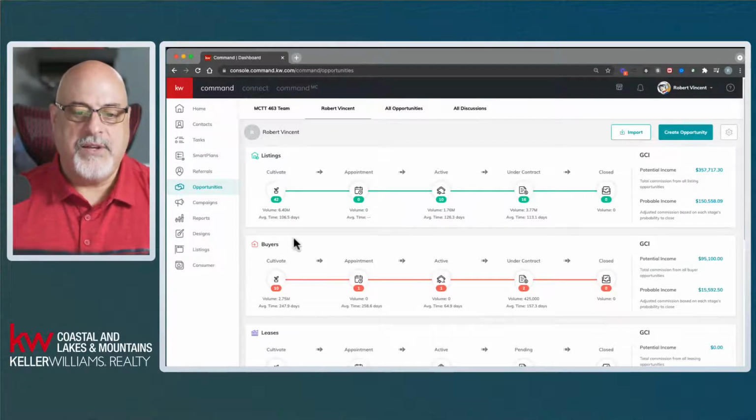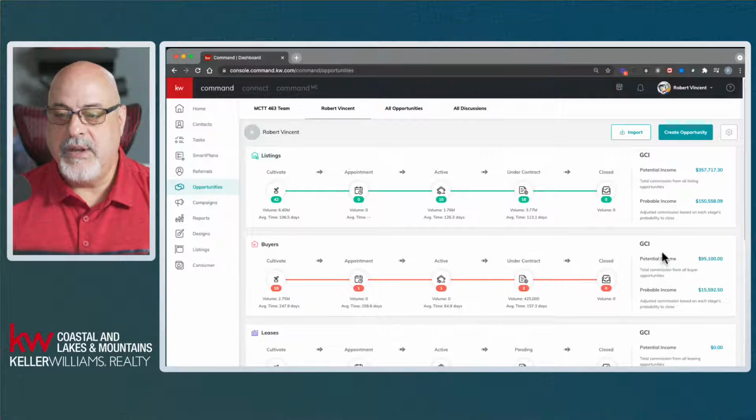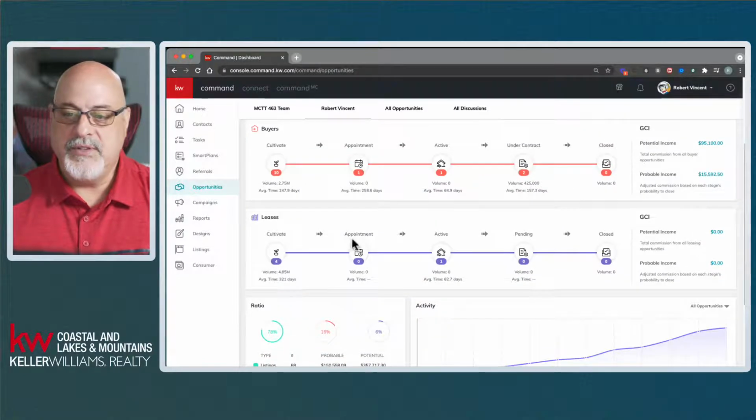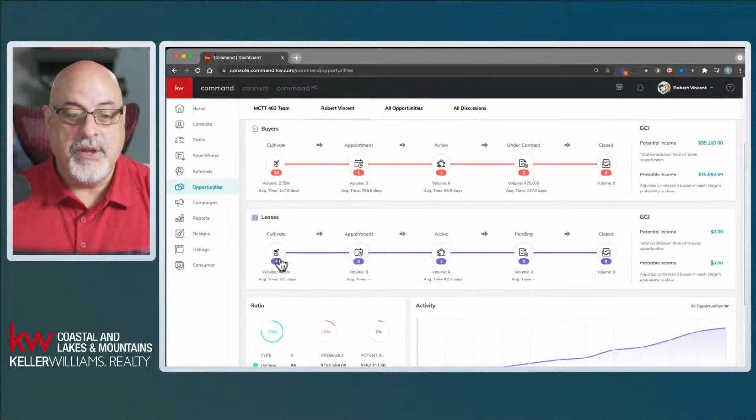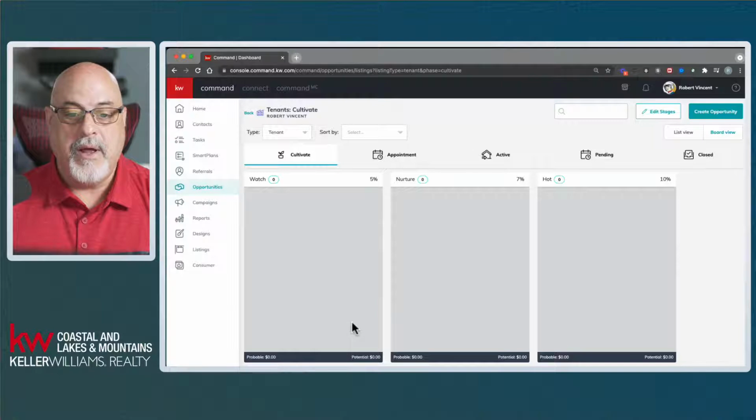So, listings, buyers, exactly the same thing. Potential income of all the total amounts, probable income of the amounts based on percentages. Leases, same thing. GCI down here, potential income. I've got no leases and I've got nothing going on there. So my potential and my probable are zero right now. Look at this. Actually I have things in here in the cultivate area. I've got 4 of them, and you probably have figured this out already.